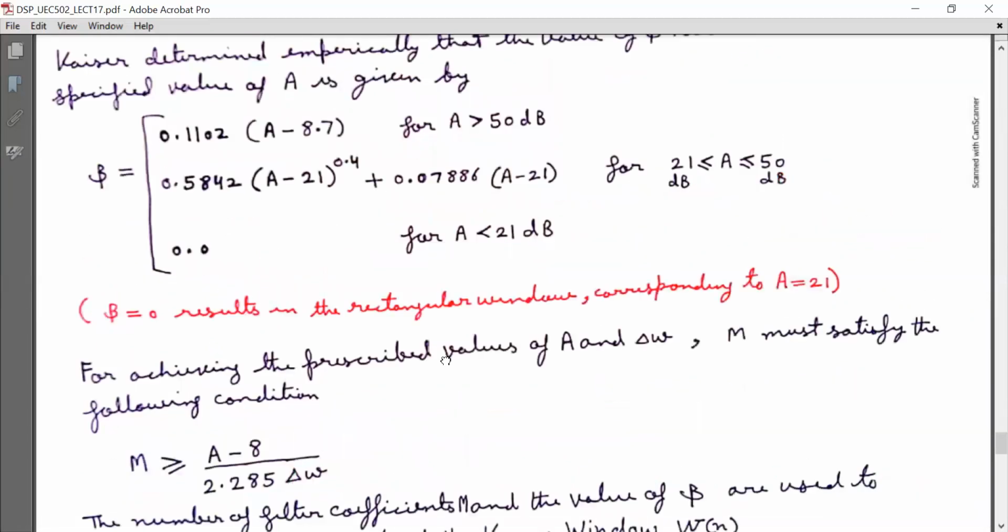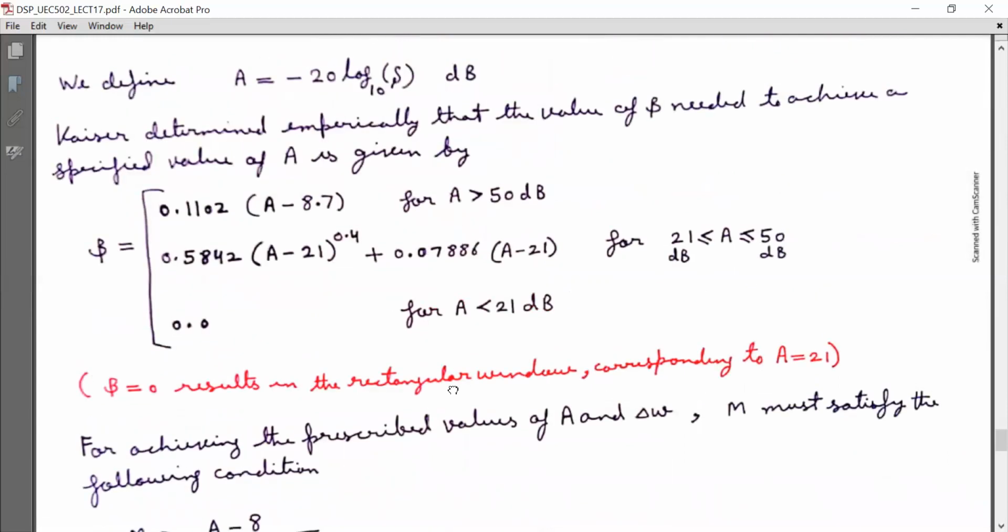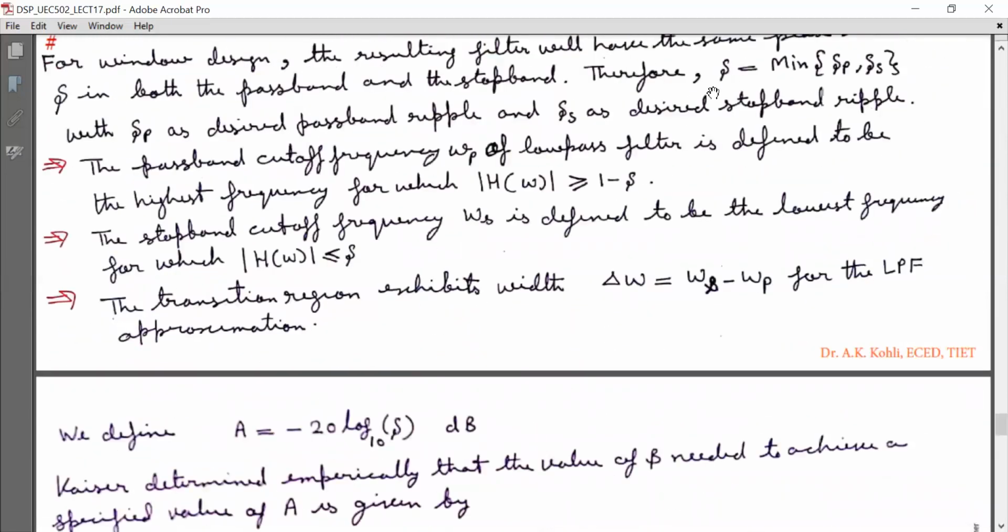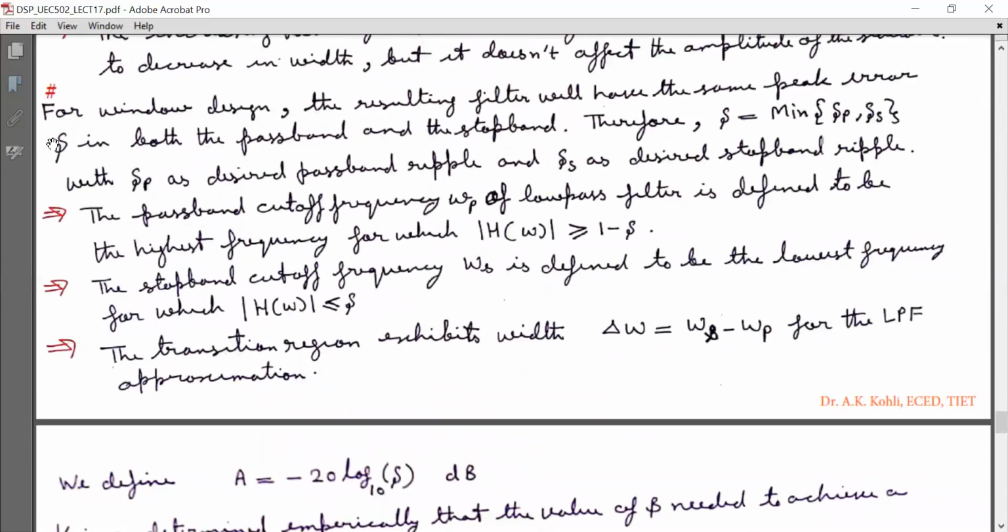It is a direct way to design a window based on delta, and these specifications are usually given to the designer: the passband edge frequency, the stopband edge frequency, the desired passband ripple, and the desired stopband ripple. But this is very important for window design. The resulting filter will have the same peak error delta in both passband and stopband when you attempt the question.